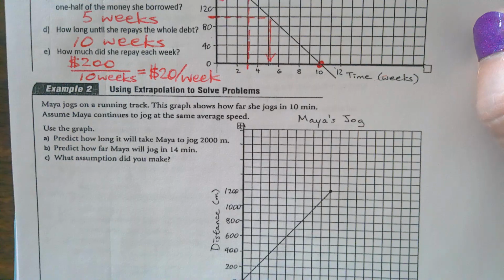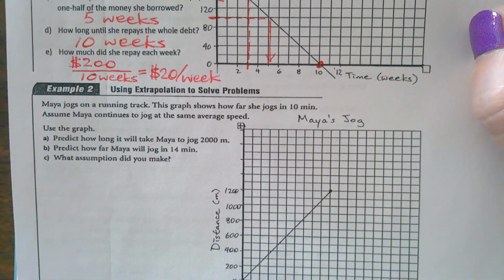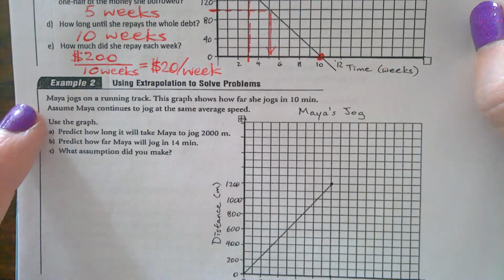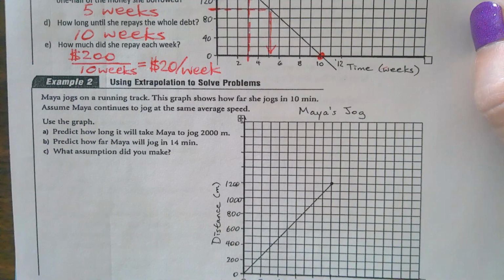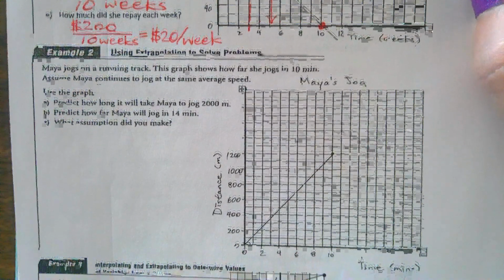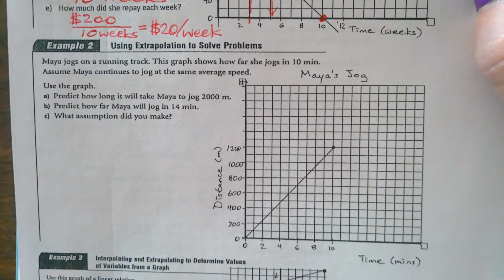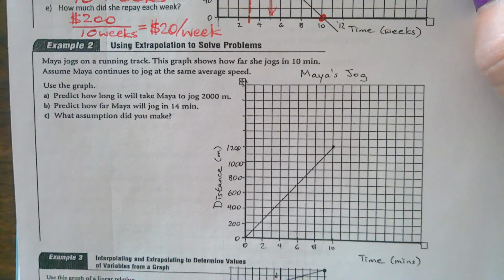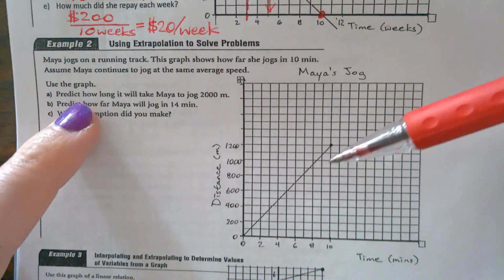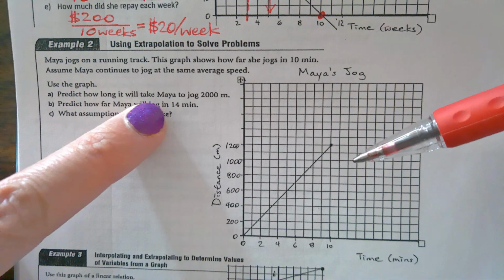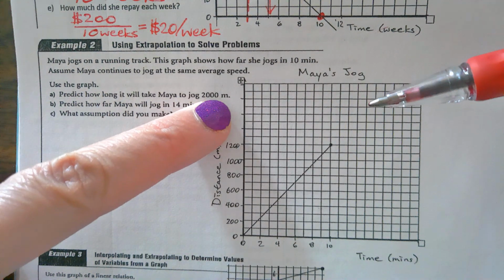Number 2, example 2. Ivan, can you read the example for us? Maya jogs on a running track. This graph shows how far she jogs in 10 minutes. Assume Maya continues to jog at the same average speed. Thank you. So this is Maya's jog. Predict how long it will take Maya to jog 2,000 meters.